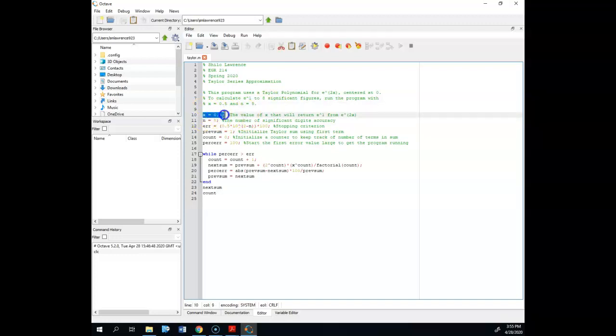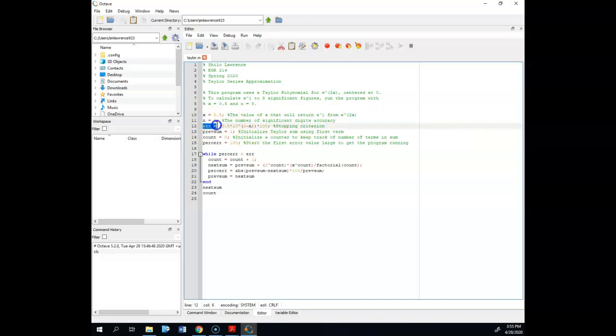So I've defined these values. I have programmed x equals 0.5 into Octave, because this is the value that will return e to the first when using this Taylor approximation for e to the 2x. I've also told it I want n to equal 8. That's the number of significant digits of accuracy that we want.